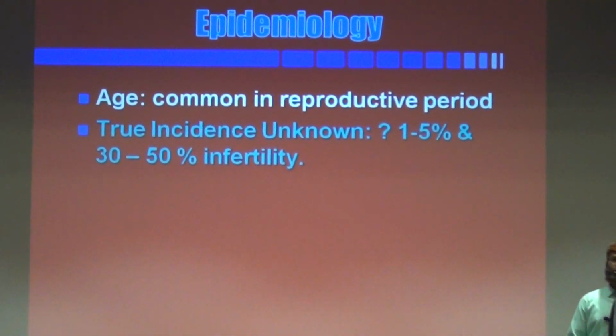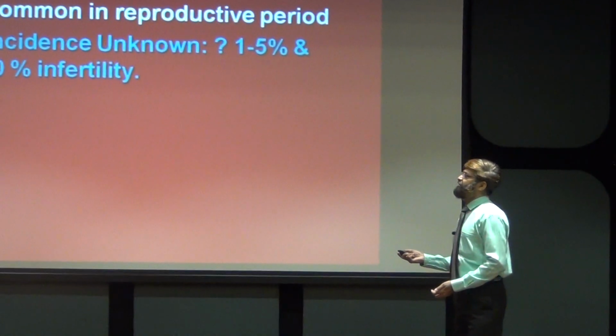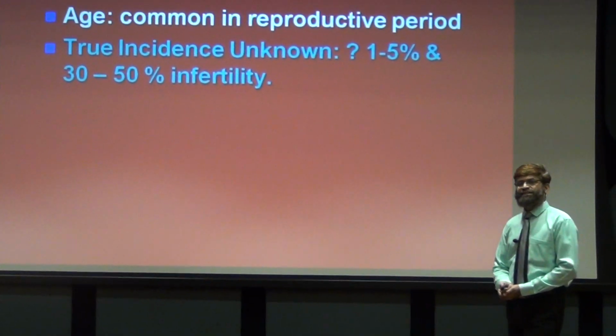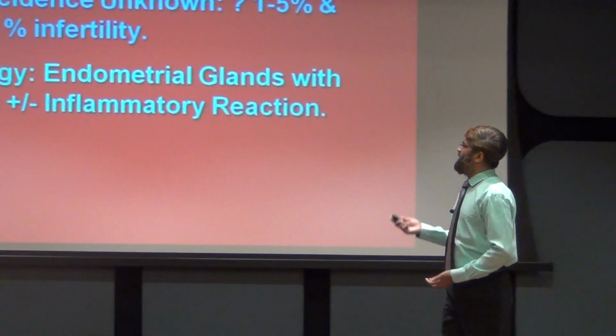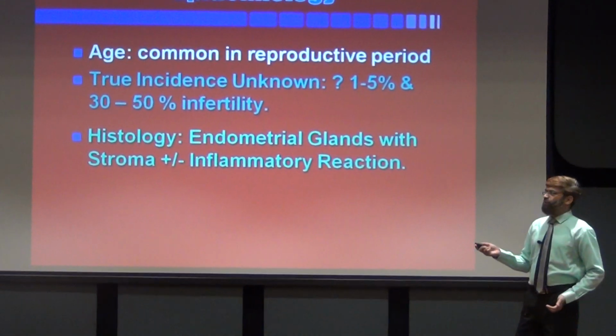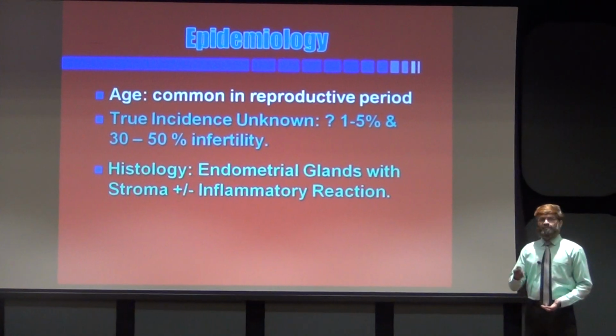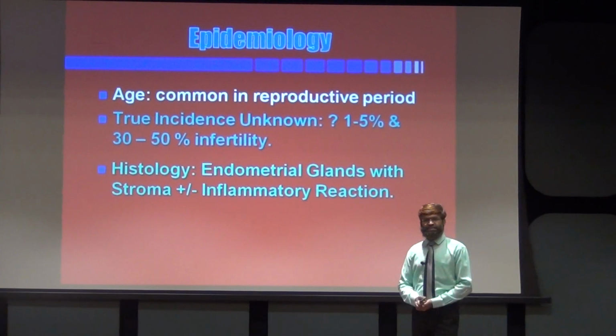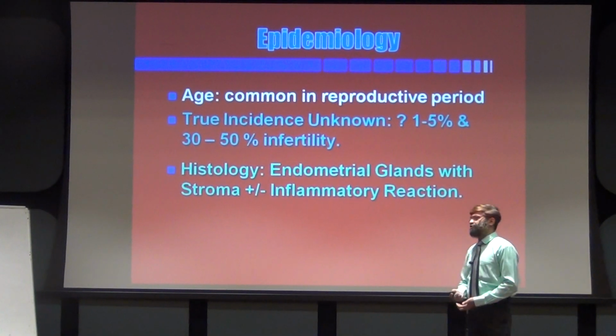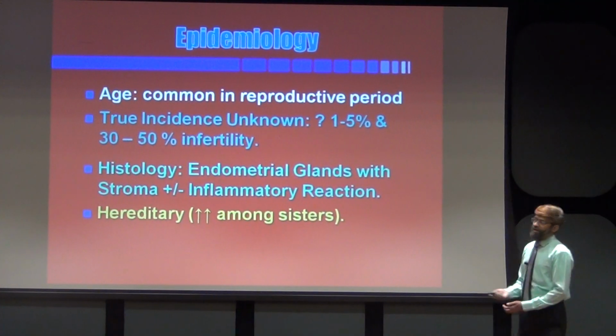But the point to be noted over here is that 30 to 50% of these females land up with infertility. So we can say either infertility leads to endometriosis, which we'll discuss later on, or endometriosis is the cause for infertility. So the second point is the infertility part. The third is histology: endometrial glands are seen with the stroma, where there may or may not be an association of inflammatory reaction. We'll discuss further that if pelvic inflammatory diseases are there, there may be chances of endometriosis.